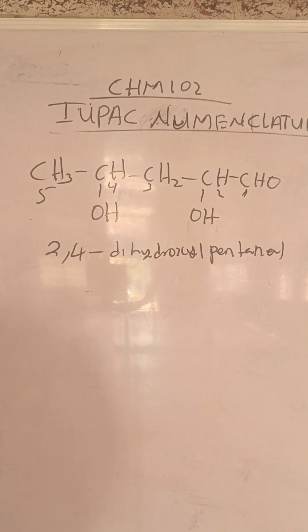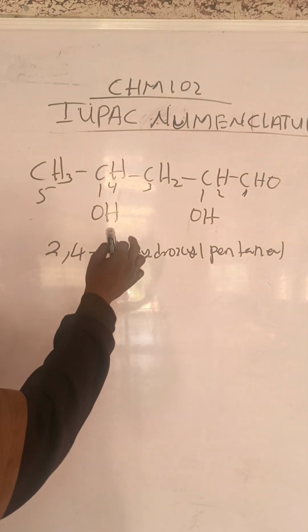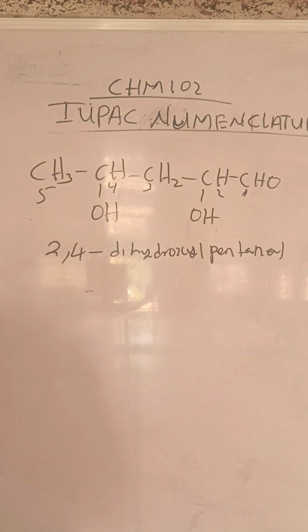2,4 dihydroxyl pentana. Why do we put the word di? Because we have 2 OH. That is why we call it 2,4 dihydroxyl pentana. Let's look at another one.